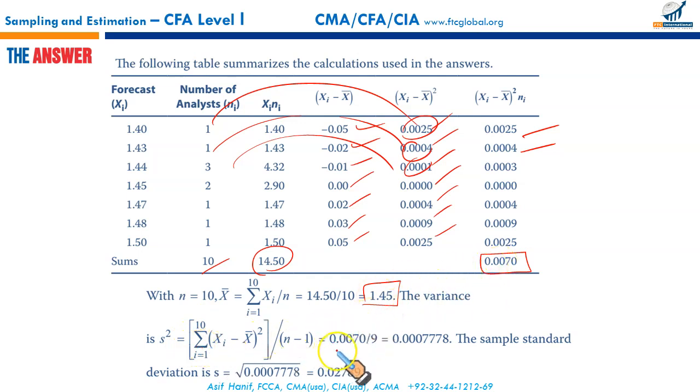We have the numerator divided by n minus 1, that is 10 minus 1, 9. This is the variance, and if you take the square root, 0.02789. This is the standard deviation of the data. So very fairly straightforward from your previous reading. So nothing unusual, nothing new. What is new is in the next part.